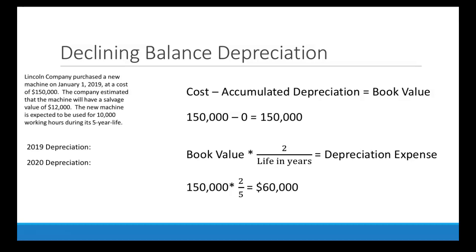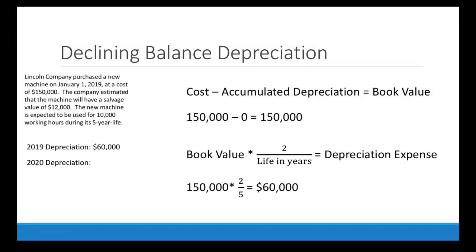Now, if you purchased this machine on December 1st, 2019, you would take that 60,000 times 1 over 12, because you only had it for that 1 month. Right? So once again here, under the declining balance method, we care about when we purchased that machine, because we need to know how long we've had it to know how long we need to depreciate it for. So that's our depreciation there in 2019.